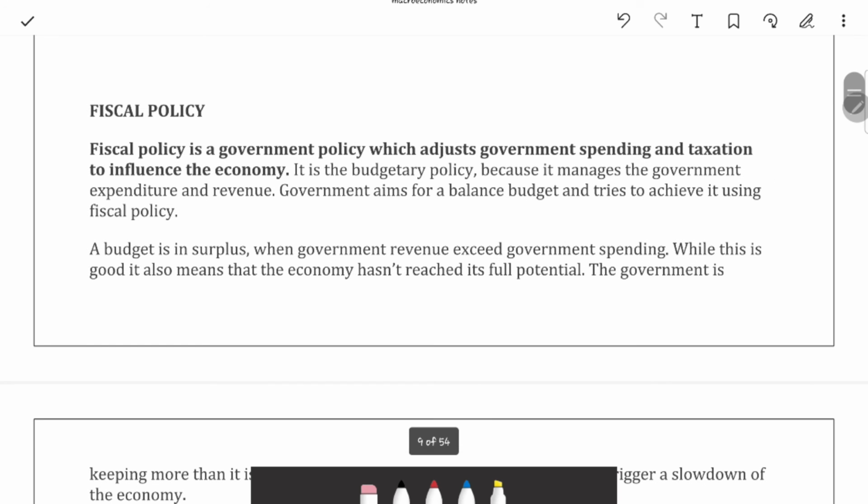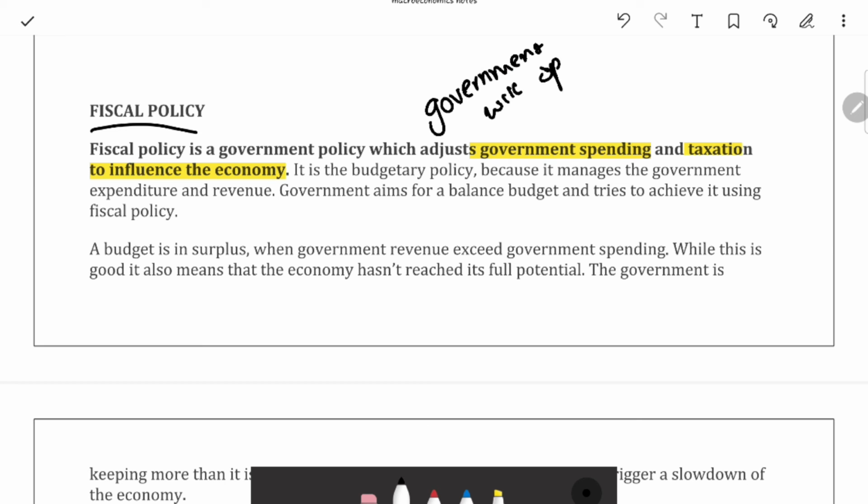Having talked about taxes, the advantages, disadvantages, the types of taxes, and budgets, and literally everything about that, we come to the main point: fiscal policy. Fiscal policy is a government policy which adjusts government spending and taxation to influence the economy. So the government will spend and use tax in order to achieve their aims.